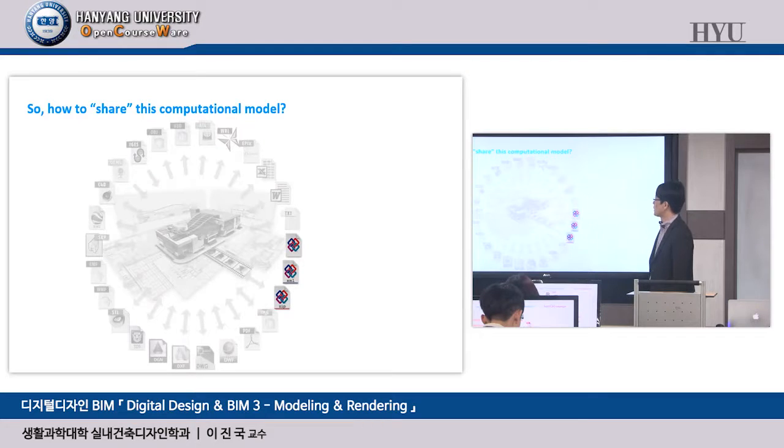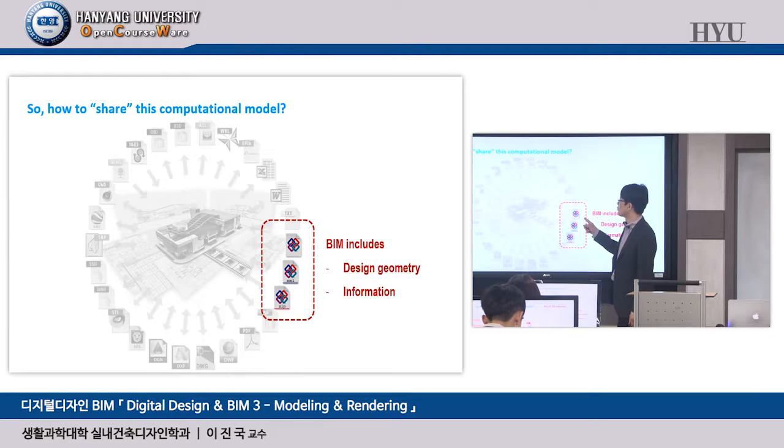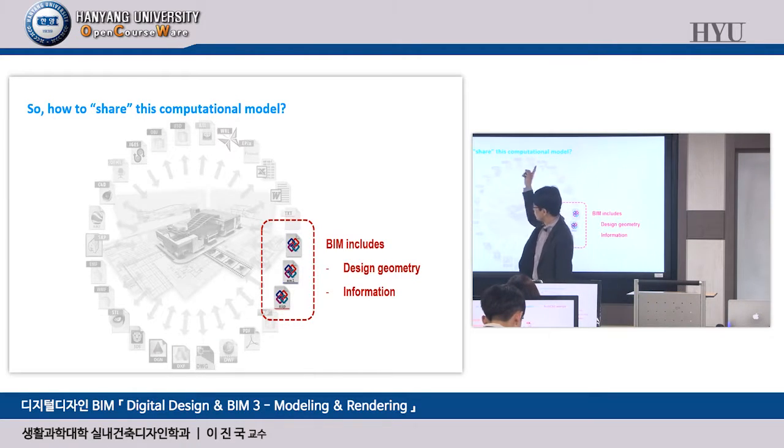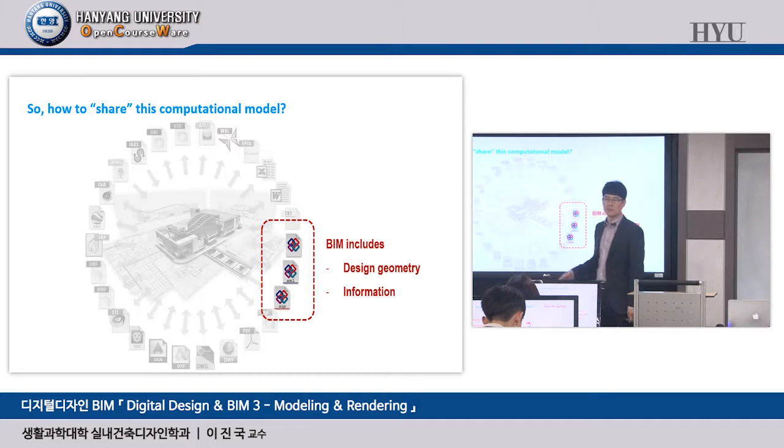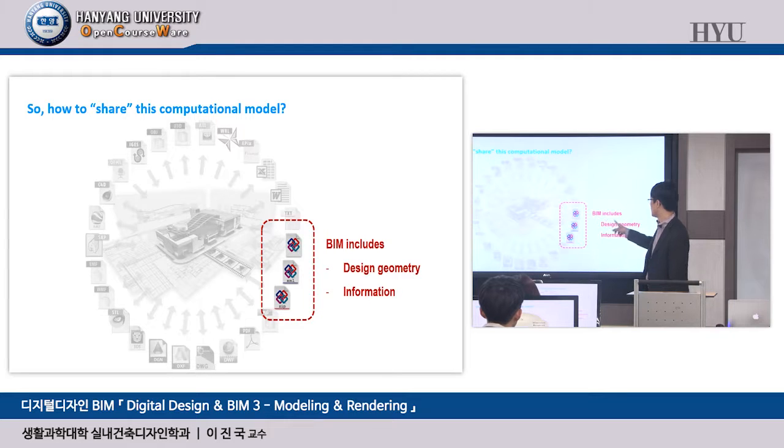Okay, this was the ArchiCAD example, and let's take a look at this one. How to share this computational model? Take a look. Word, Excel, a number of geometric file formats. There are too many file formats. But IFC, IFC XML, IFC zip, actually we can say only IFC. IFC is the only single file format to support design geometry and information, including everything. So in terms of interoperability in BIM, we can say we are using IFC for interoperability.